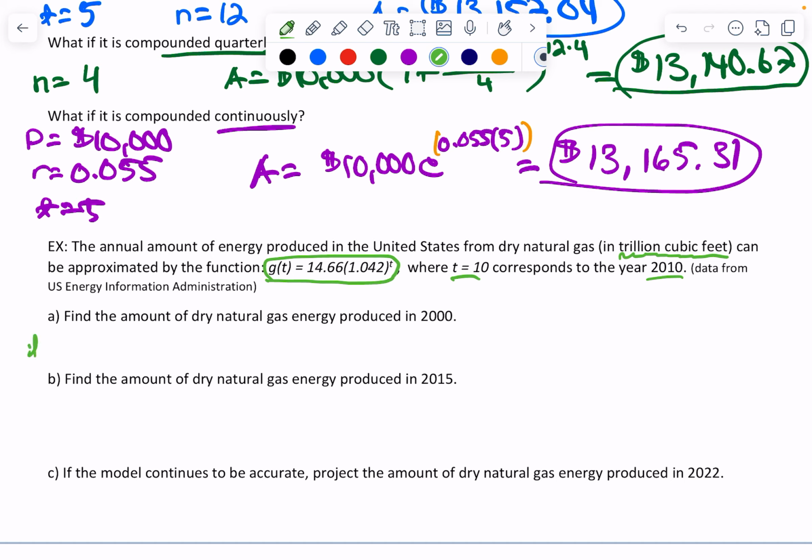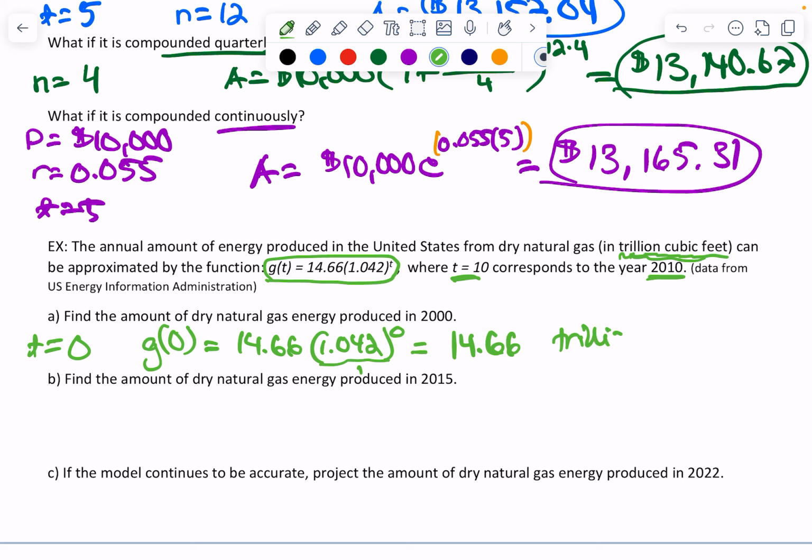So if t equals 10 is 2010, then 2000 is going to be t equals 0, right? So we're going to plug in that 0 where the t is: 14.66 times 1.042 to the power of 0. Well, this whole thing is going to be 1 because it's to the power of 0. So we end up with 14.66. And now remember the trillion cubic feet as the unit in your answer.